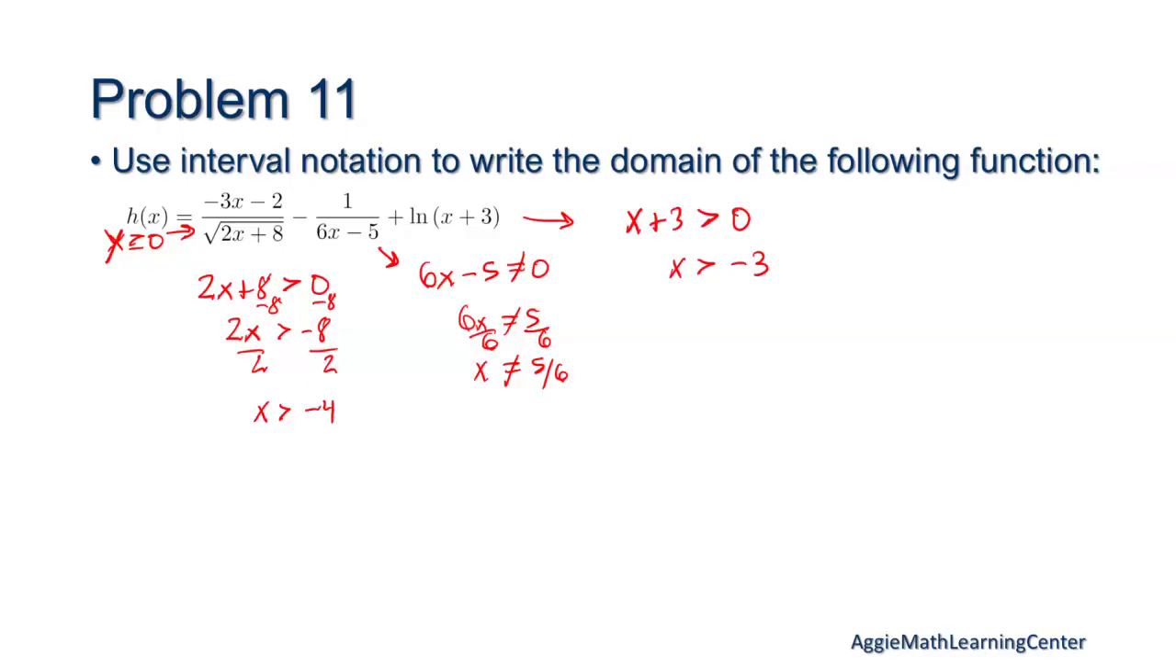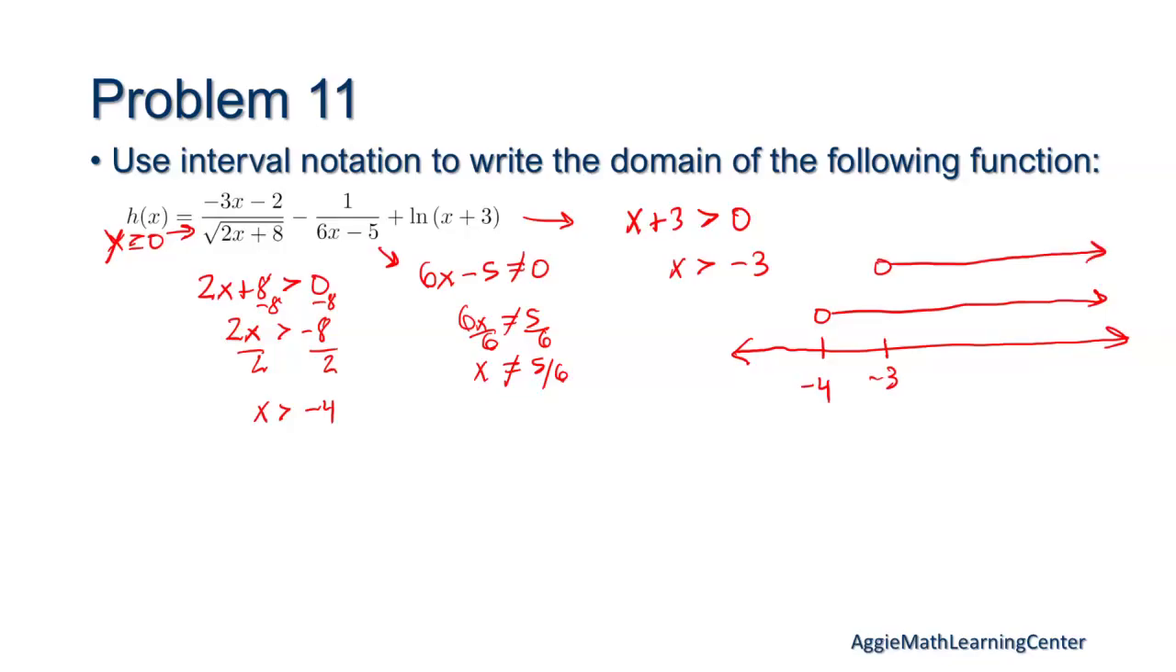Now we can combine them all to find the domain of the function h of x. I like to write a number line to keep things straight. So we have a negative 4 here, and it has to be an open circle, and x has to be greater than negative 4. Then over here we have a negative 3, also an open circle, and x has to be greater than that. And we know that x cannot equal 5/6, so here on the number line we have a hole right there.